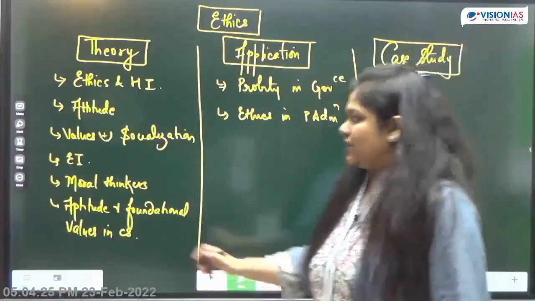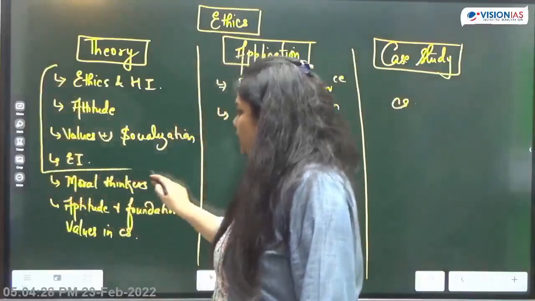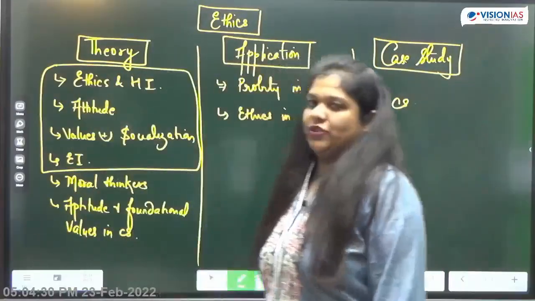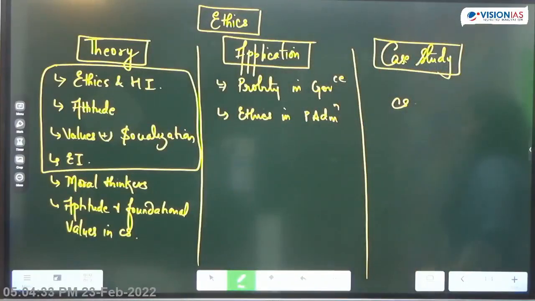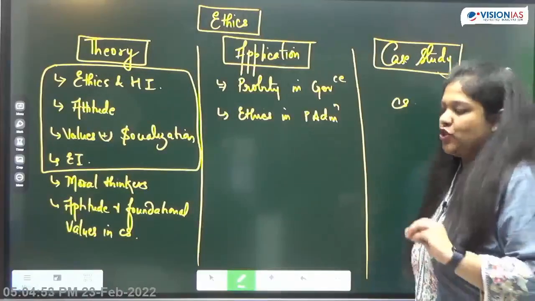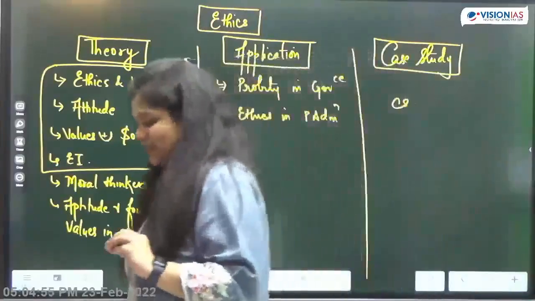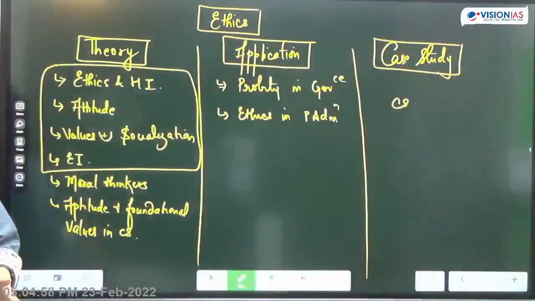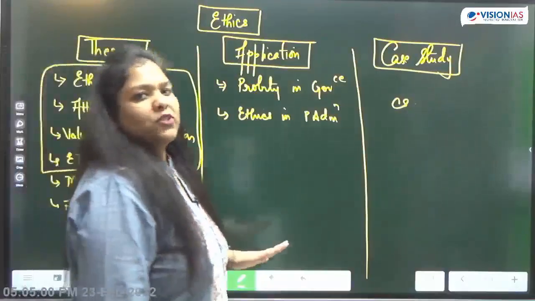As far as my areas are concerned, the first 4 topics is what I am going to take in your batch. So I will be taking ethics and human interface, attitude, human values and role of socialization, and emotional intelligence, right? Remaining topics would be taken by other faculties. So there is a clear demarcation of our areas, and that is why I am making it clear that these are the 4 topics which I will be dealing with as far as ethics is concerned. From these topics, every year, approximately 5 to 6 questions are asked.